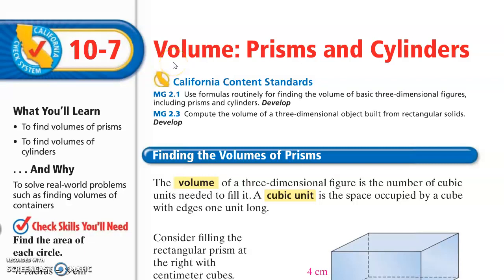Now, we've talked about surface area. That's how much space is on the outside of a figure. But now we're going to talk about all the stuff on the inside of a three-dimensional figure. So let's go ahead and clarify the difference between area and volume.